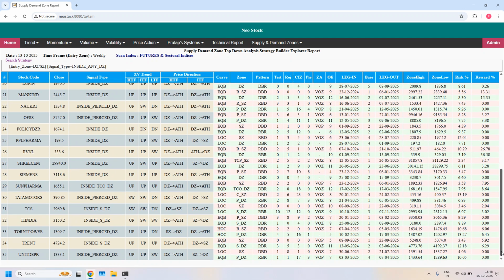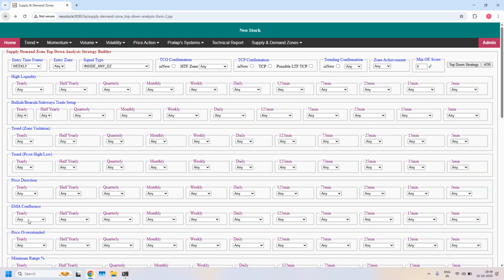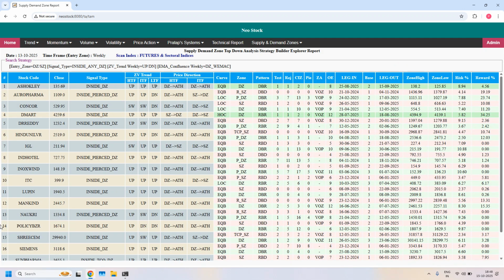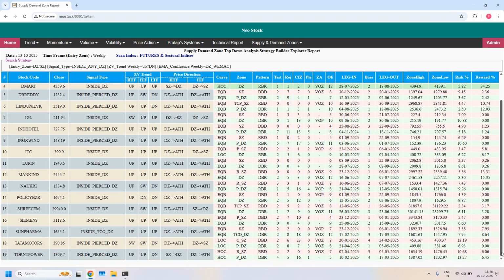Total 35 stocks are filtered. We can further filter based on weekly demand zone having weekly EMA confluence. And also trend on the weekly should not be sideways. It can be up or down. So first 16 stocks in the list. Scrolling the list down. Total 19 stocks are filtered.